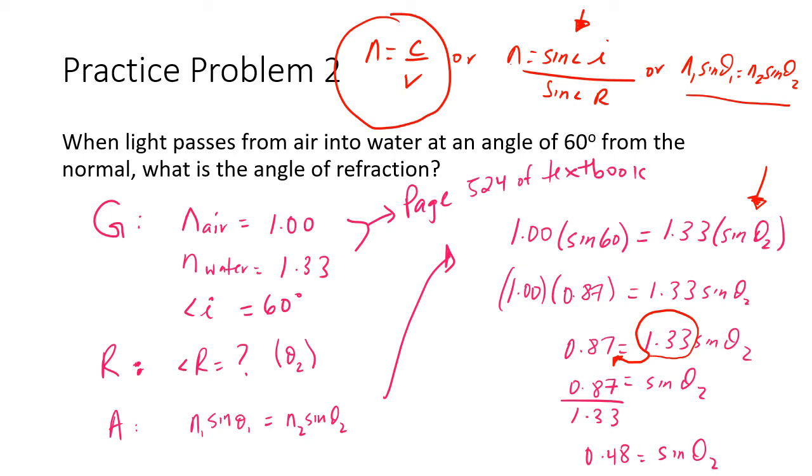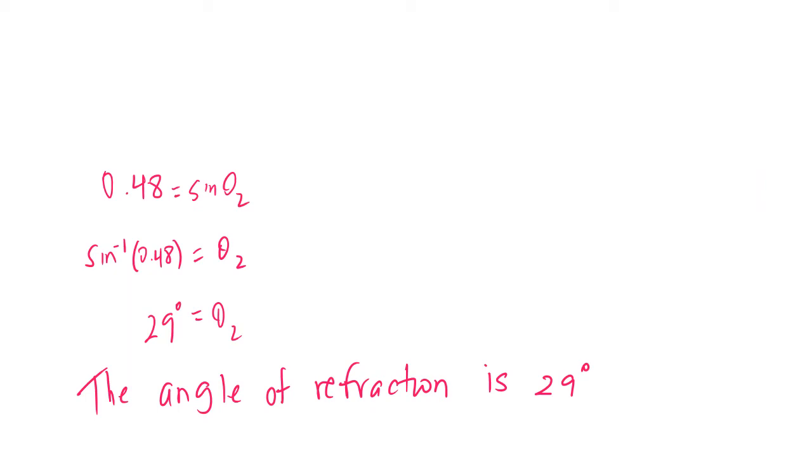Now, the question is not asking me for sine theta 2. The question is asking me for the angle of refraction, which is theta 2. So how am I going to get theta 2 all by itself? Well, I have 0.48 is equal to sine theta 2. Again, from your trigonometry unit, you should know that to isolate the angle, you bring sine over to the other side of the equation, and it becomes the inverse of sine. So I'm left with the inverse of sine of 0.48 equals my angle of refraction.